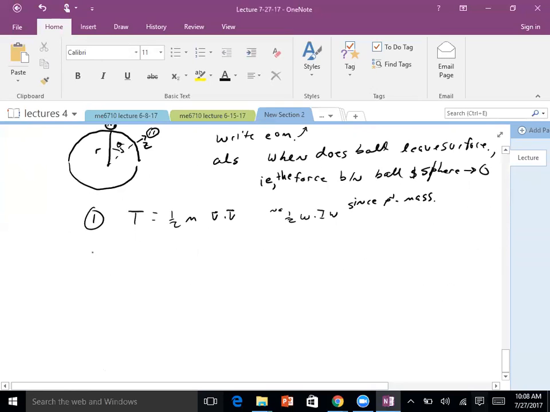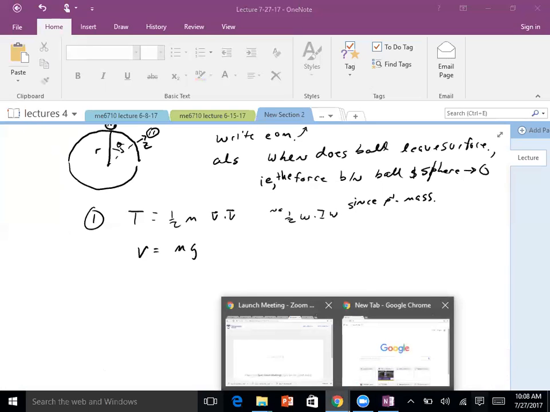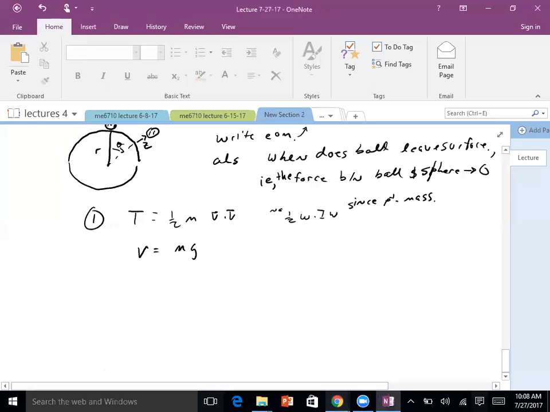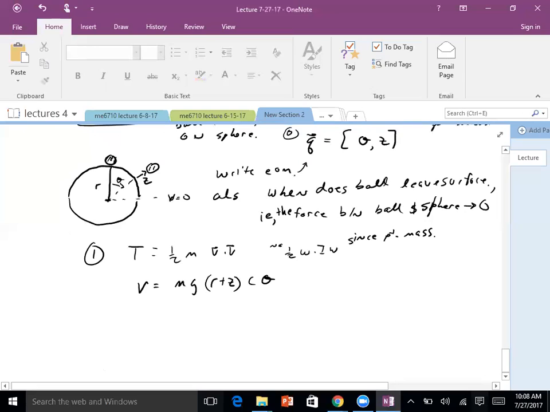All right, so we get this, and then we need our V, and I think we can just write this one in. It's going to be mg. Now my radius is modified by r, basically, right? So it's going to be mg times r plus z times the cosine of theta. And at this point, I guess this would be my reference. Yes, that makes sense now, Drew.